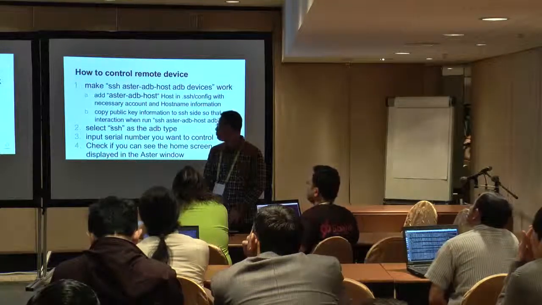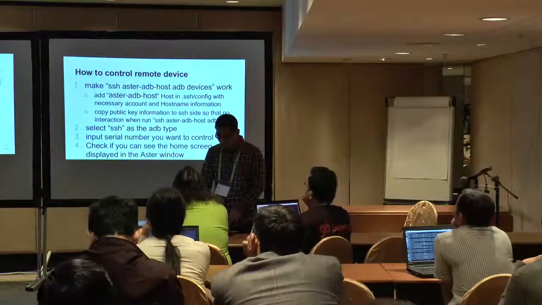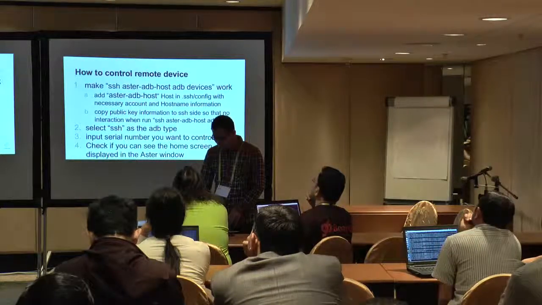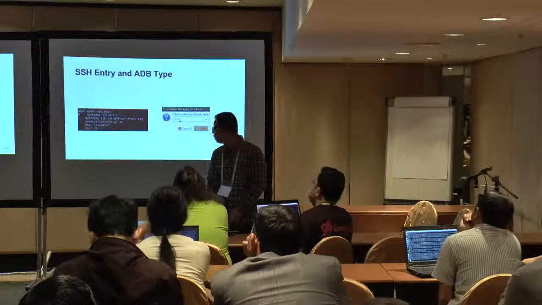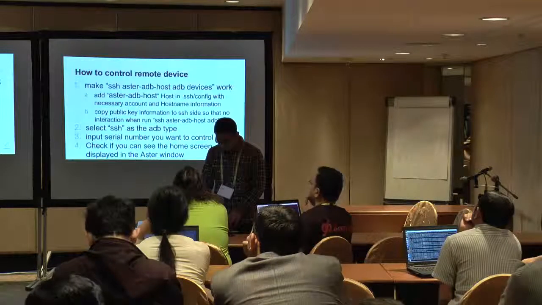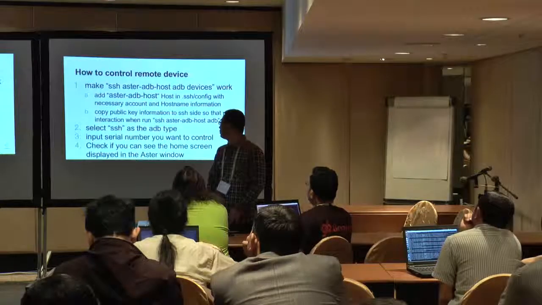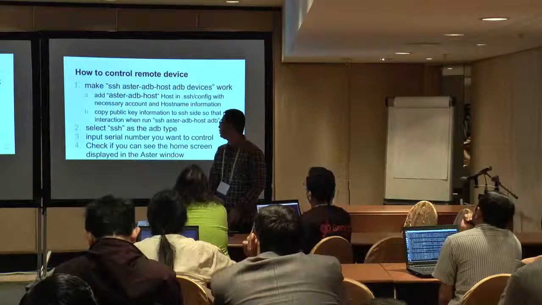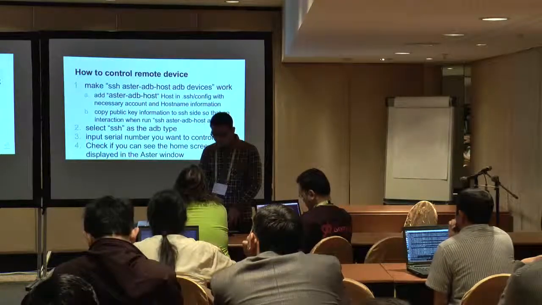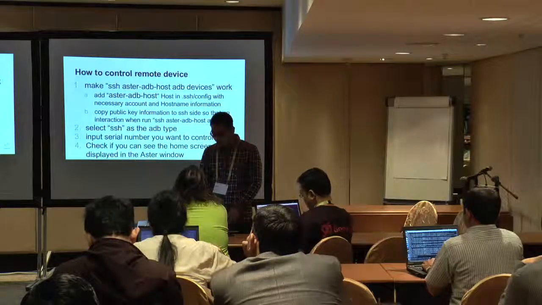Next, when you start the Aster tool, we need to select the ADB type, SSH as the ADB type, like here. And then you input the serial number that you want to control, and wait until the home screen is displayed in the Aster window.